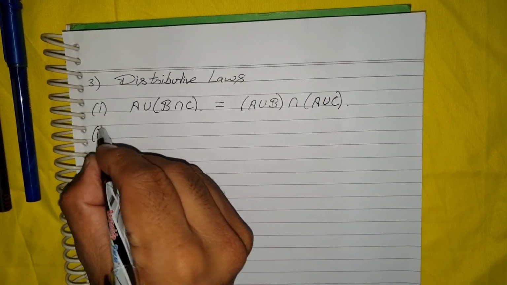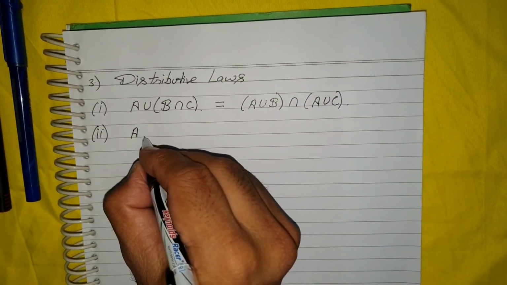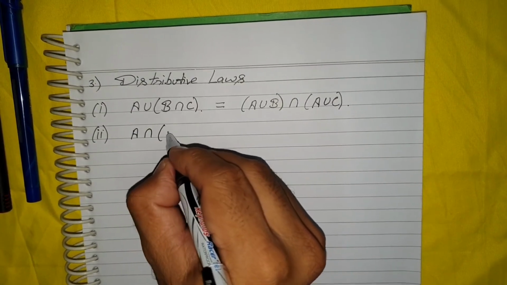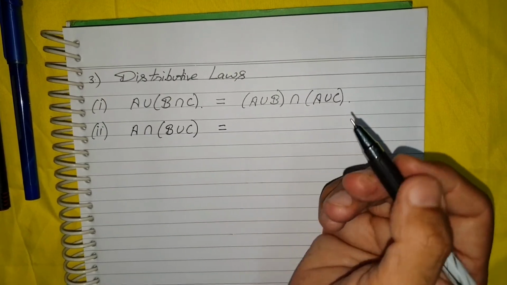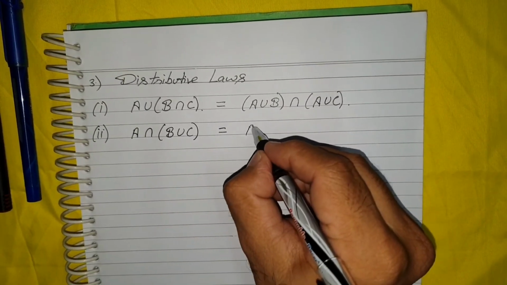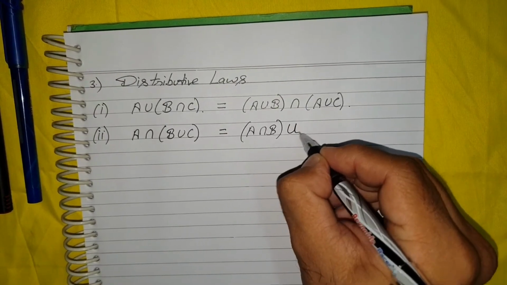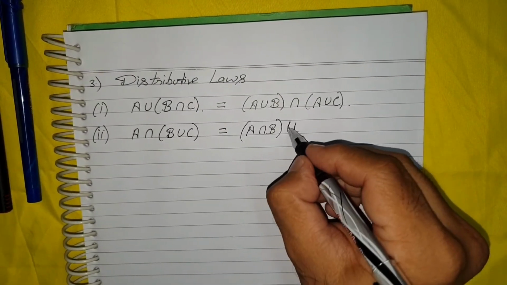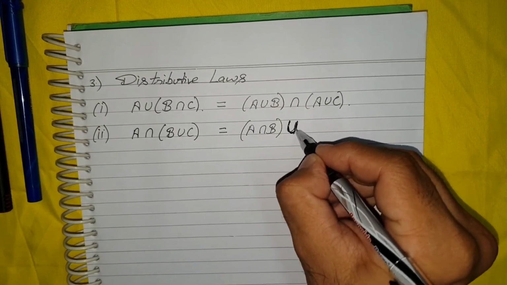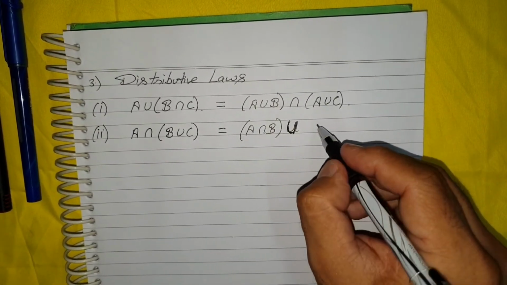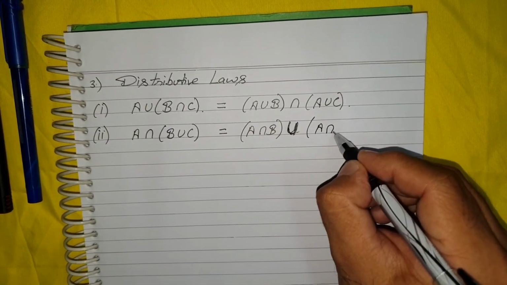Second point is A intersection B union C. This will be A intersection B union A intersection C. Sorry, this is union, by mistake I wrote this as universal set.